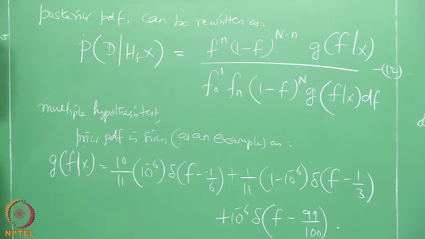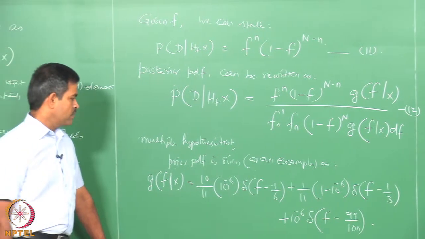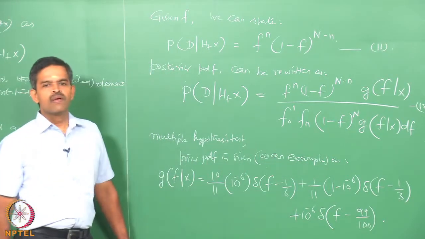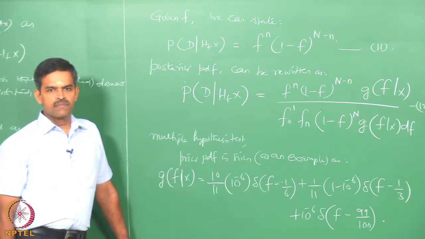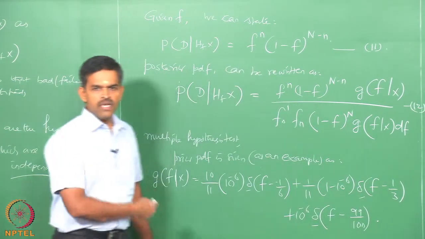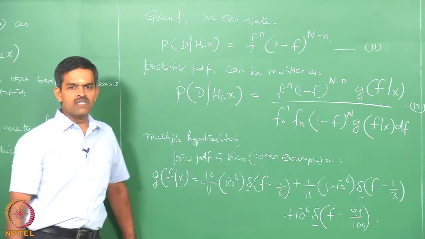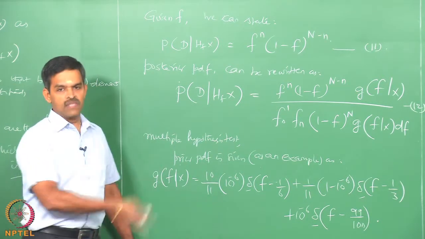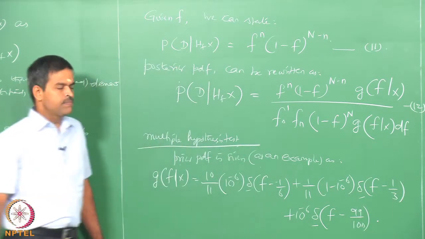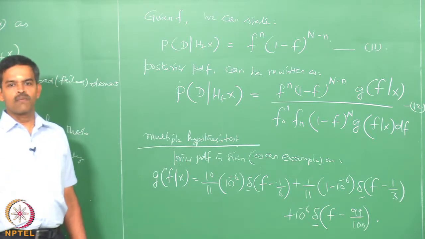This is a case where the cumulative function of g of f is discontinuous. I am having discrete values. 3 delta functions, what you see here, 1, 2 and 3. The 3 delta functions you see in this equation correspond to 3 different hypotheses, namely A, B and C. So, for a multiple hypothesis test, as an example, a prior PDF can be given by this equation as shown in the blackboard now.